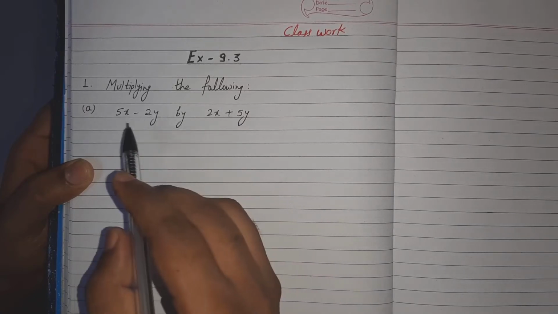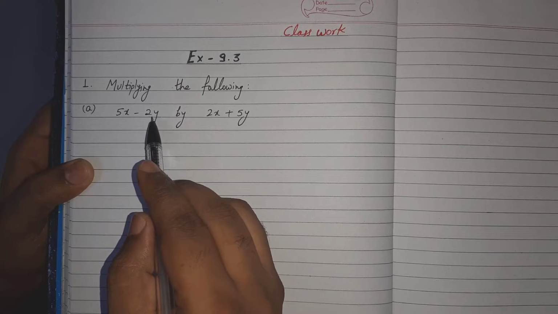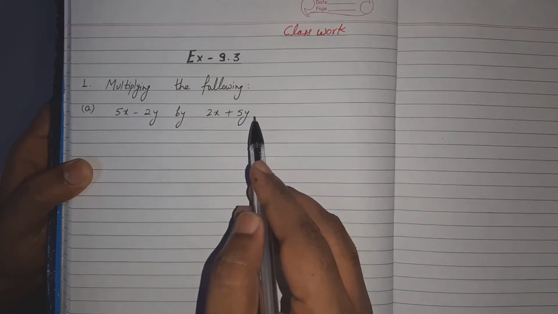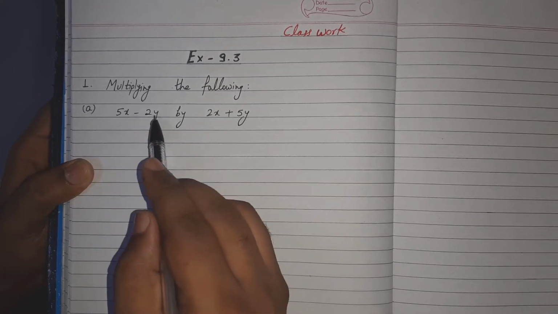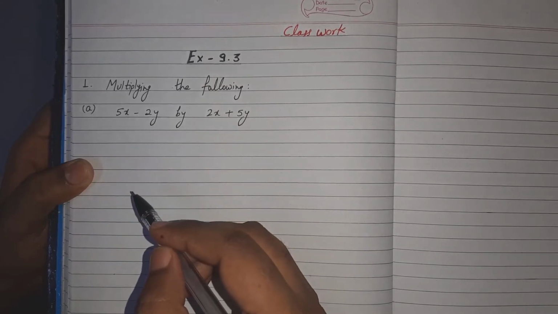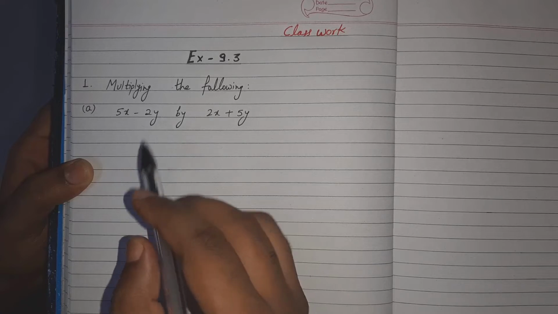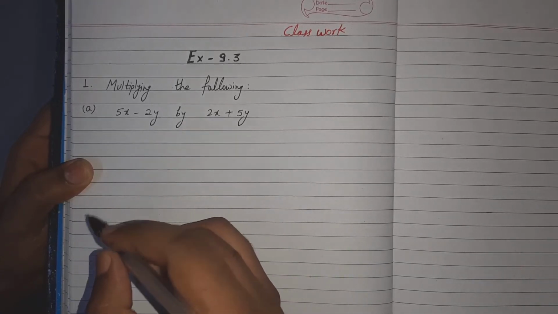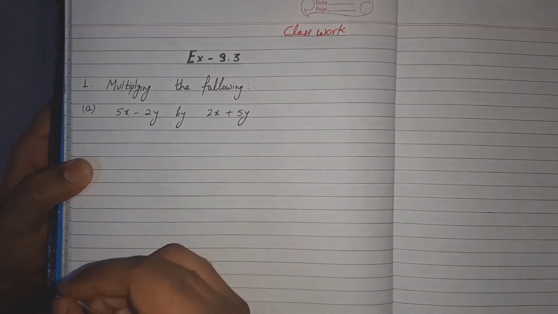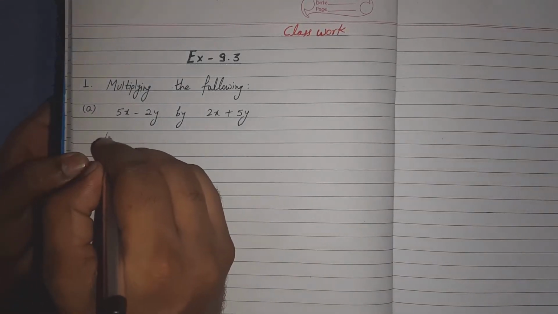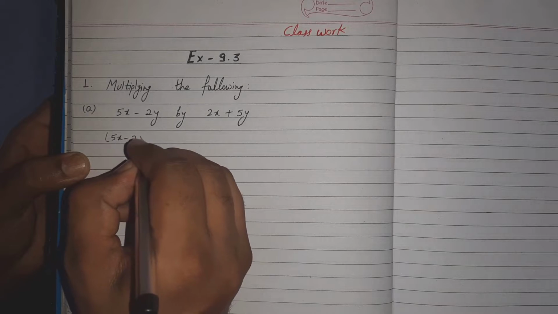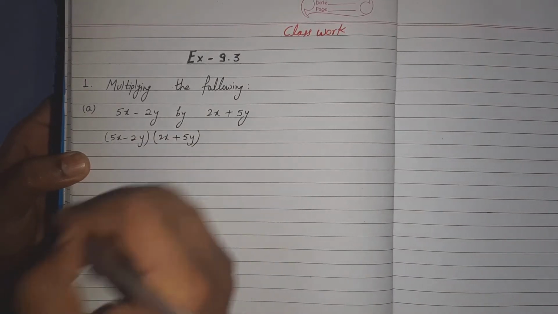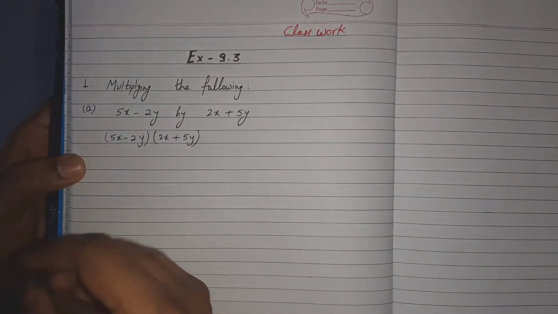Now here 5x minus 2y and 2x plus 5y both are binomials because it contains two terms. Now we have to multiply these two binomials. So first we will write these binomials in a bracket, like this: 5x minus 2y multiply 2x plus 5y. Now we will simplify.